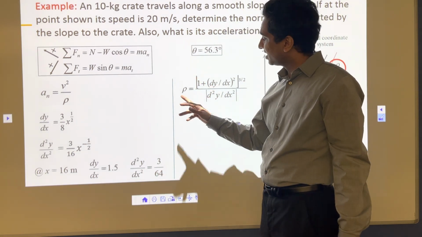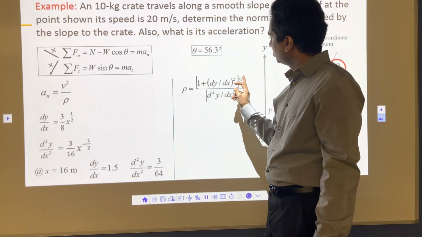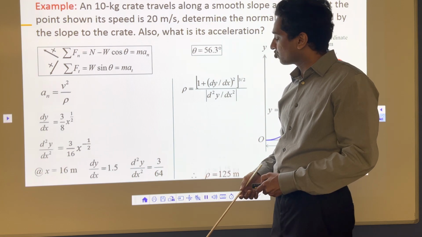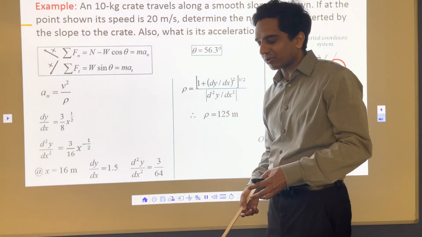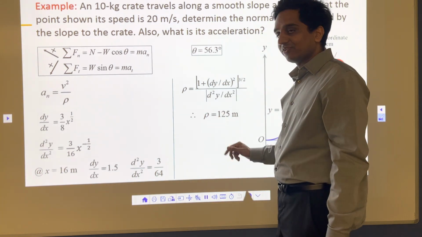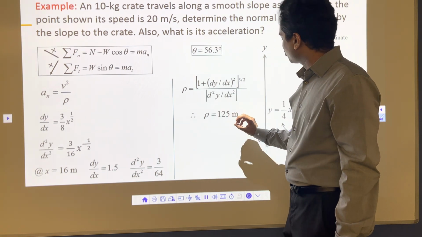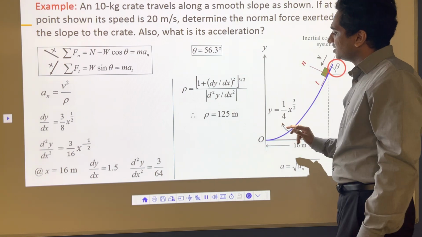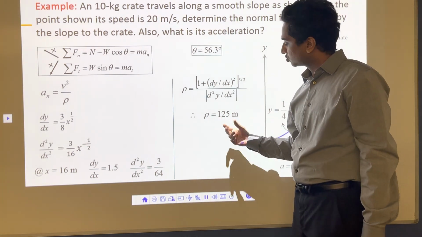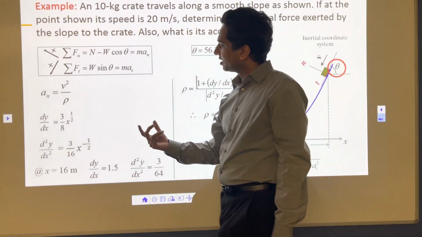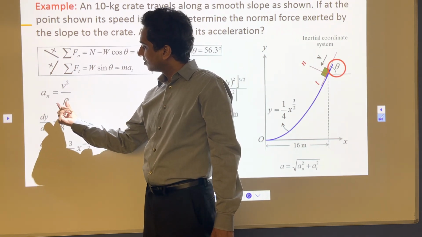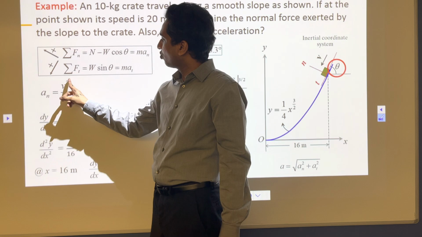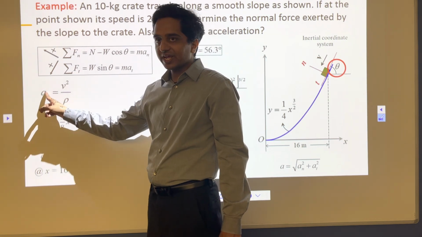entirely. You will get radius is equal to, you will get some number. And normally that number is 124.999, but we are going to round it up, 125 meter. That's the radius you get. At this instant, the radius at x is equal to 16 is 125 meters. So now you take that 125, put it here, put it there, velocity is 20 square, that's 400. So 400 divided by 125, that's your an.